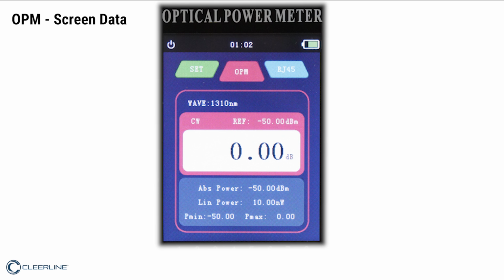Items indicated on the OPM screen are as follows. Wavelength. The light source and power meter must match during test. Reference value. Ensure you set a reference for every round of testing. Loss value. The number on the screen will indicate the loss value of your link. Absolute and linear power. Battery level. Auto shutdown status. Power symbol appears when the auto shutdown is enabled.